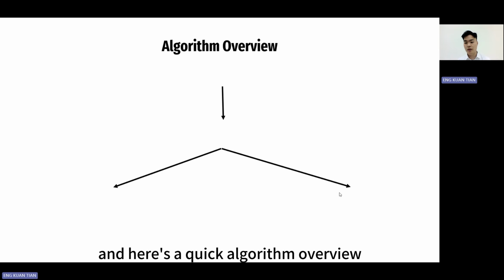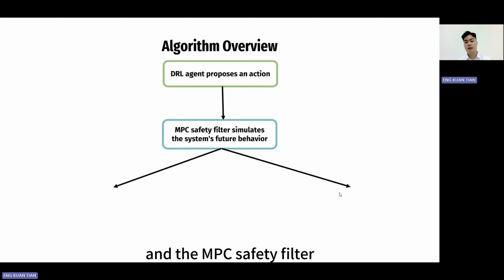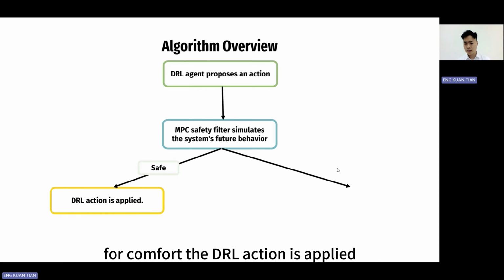And here's a quick algorithm overview. First, the DRL agent proposes an action, and the MPC safety filter simulates the system's future behavior over a prediction horizon if the DRL action is applied. If the simulation predicts that all future states remain within the predefined safety sets, like the temperature limits, the DRL action is applied.